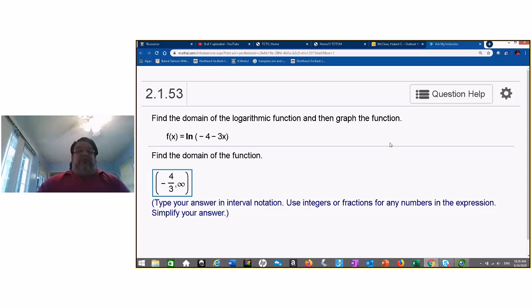Find the domain of the logarithmic function and then graph the function. I don't care about graphing it. So natural log of negative 4 minus 3x, in parentheses.